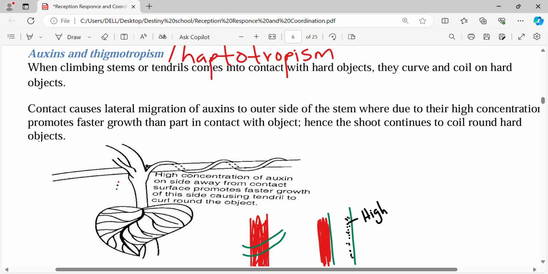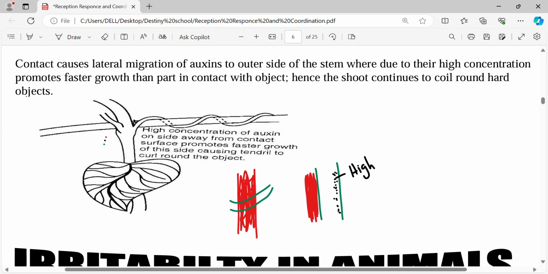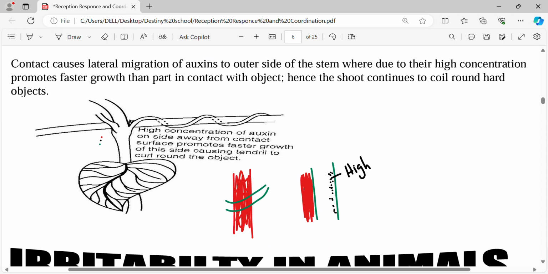When climbing stems or tendrils come in contact with hard objects, they curve and coil on hard objects. Contact causes lateral migration of auxins to the outer side of the stem. Their high concentration promotes a faster growth rate than the part in contact with the object. Hence, the shoot continues to coil around the hard object.